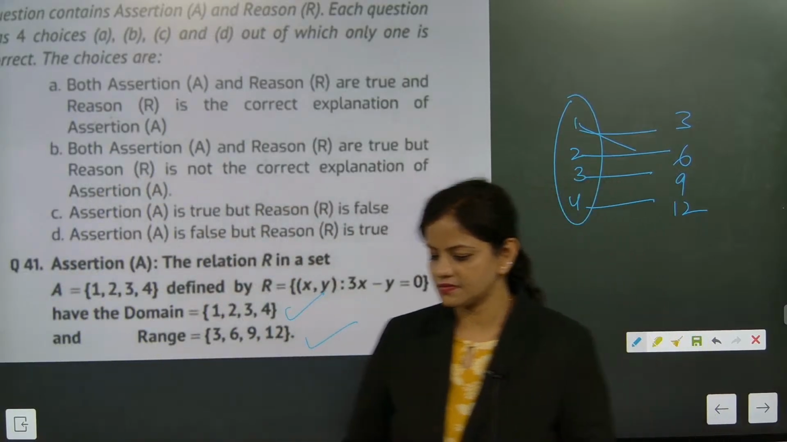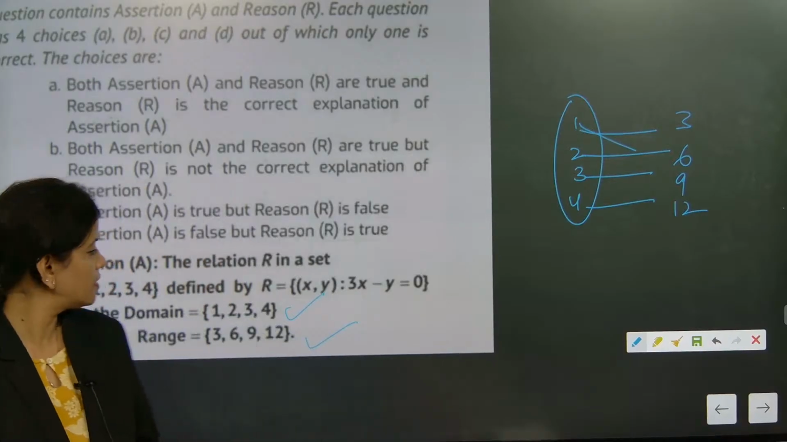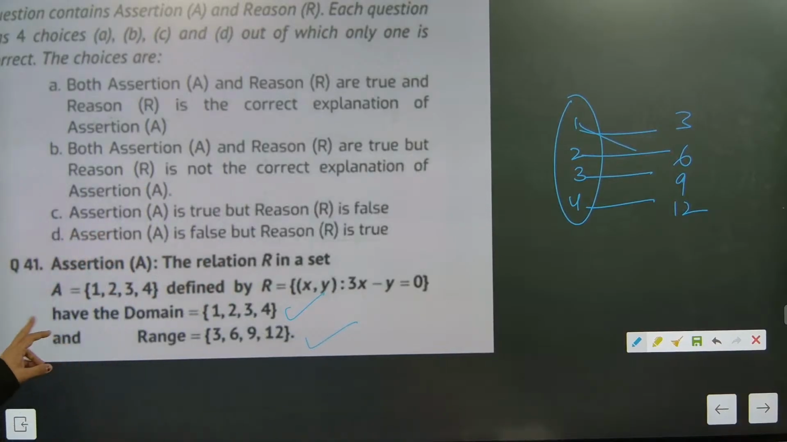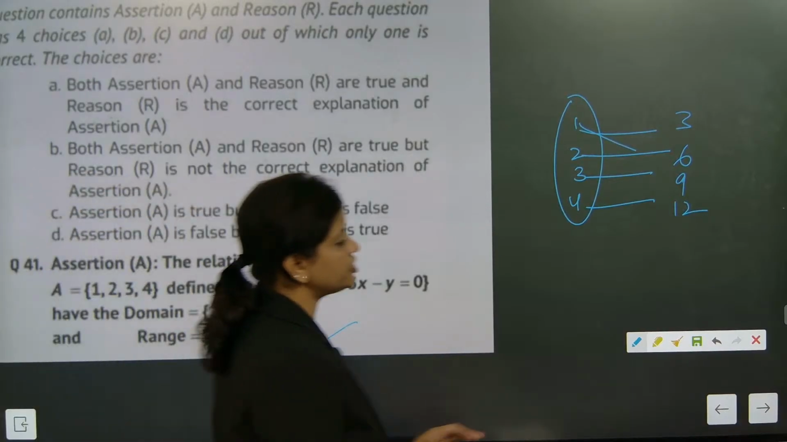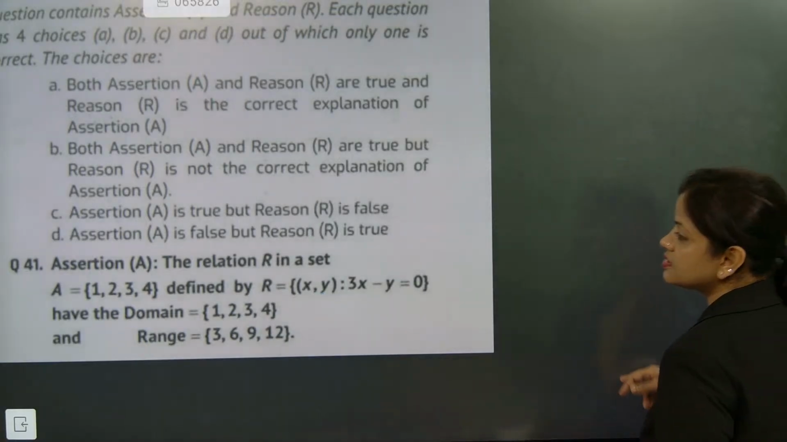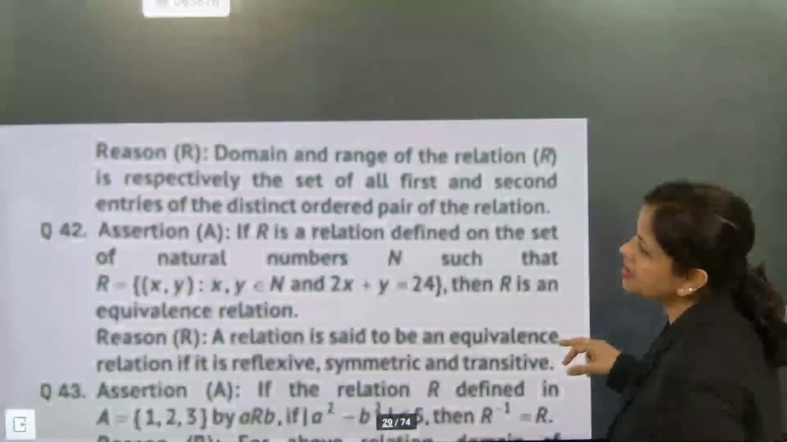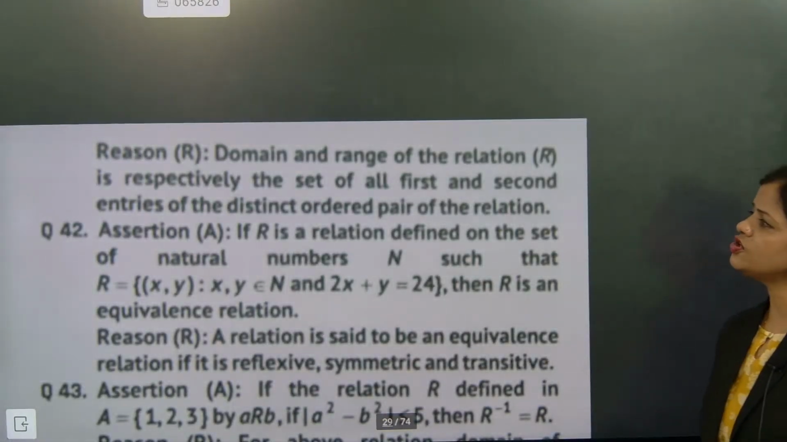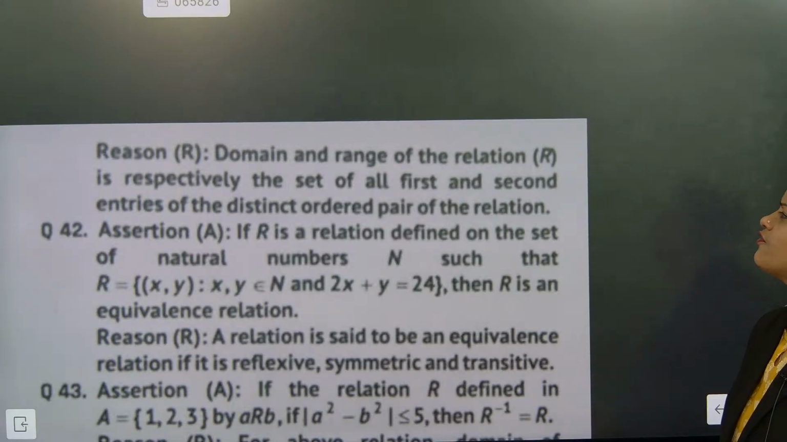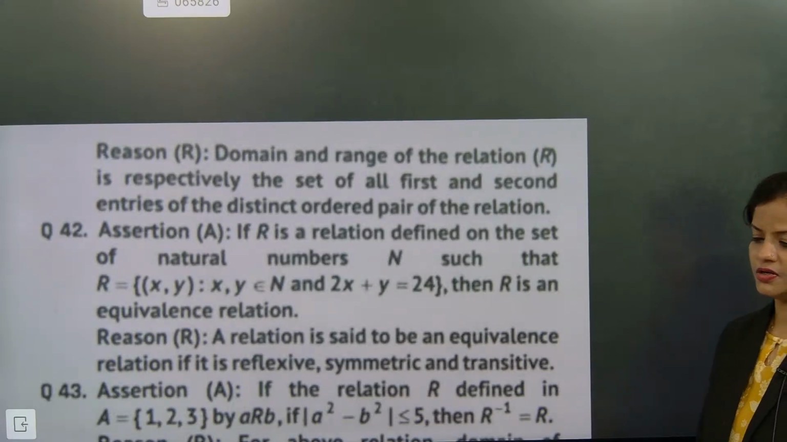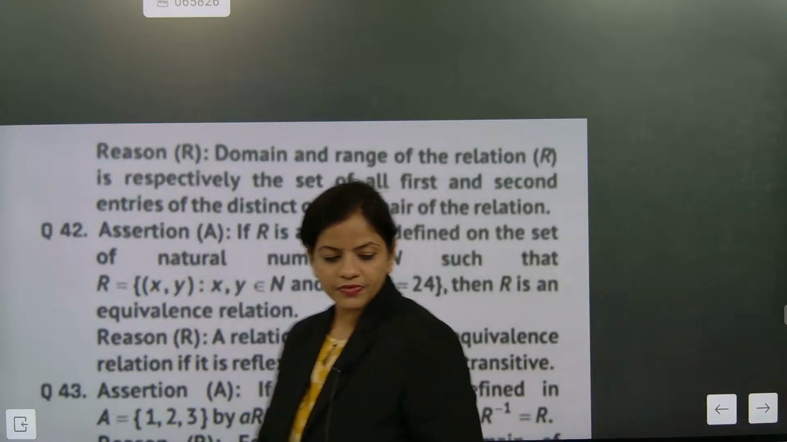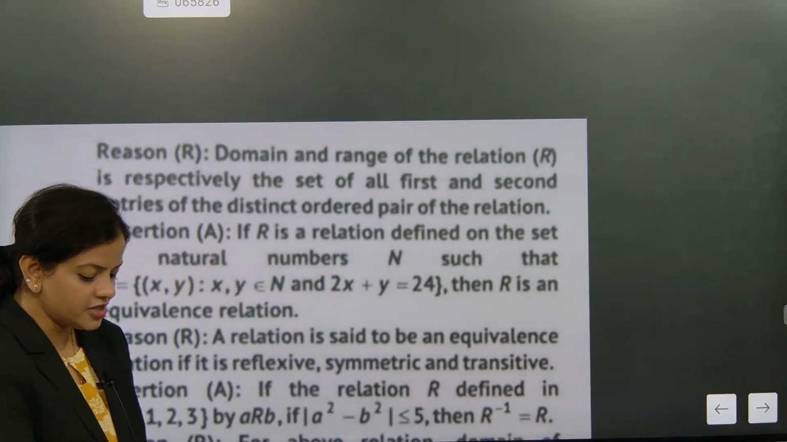Reason check. Okay, this is assertion only. Reason part I am going to check. Assertion part is there. So I thought this is reason. The reason is: domain and range of a relation are respectively the set of all first and second entries of the distinct ordered pairs of the relation. I think, okay. Come on, go for it. Everyone start answering the question.